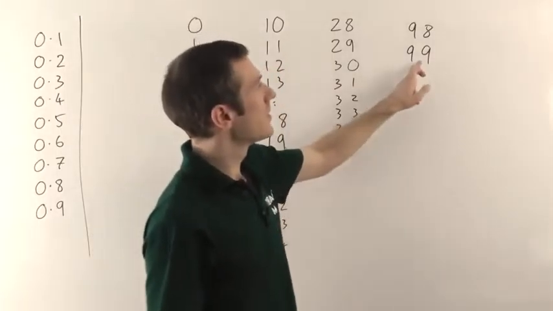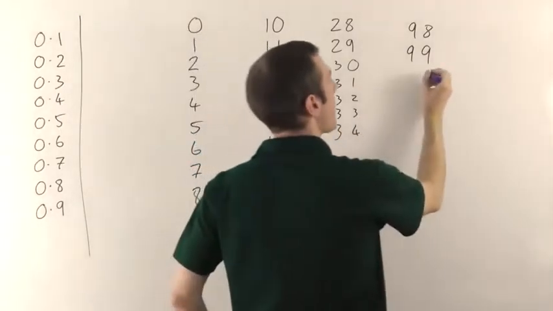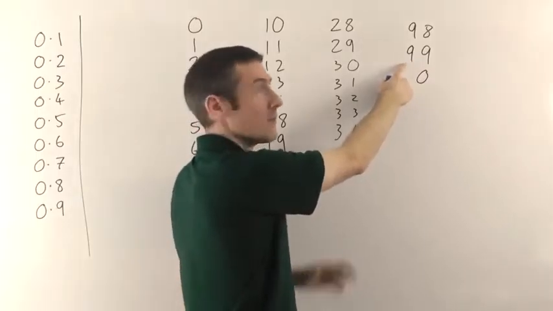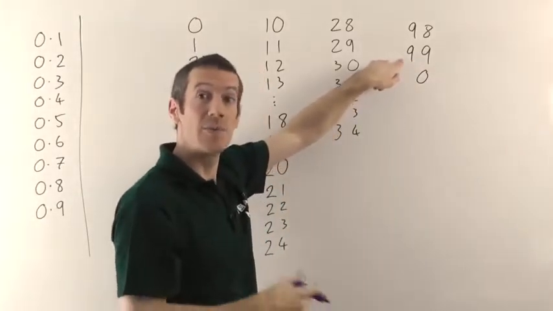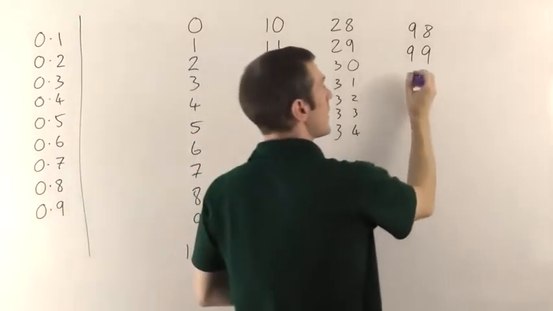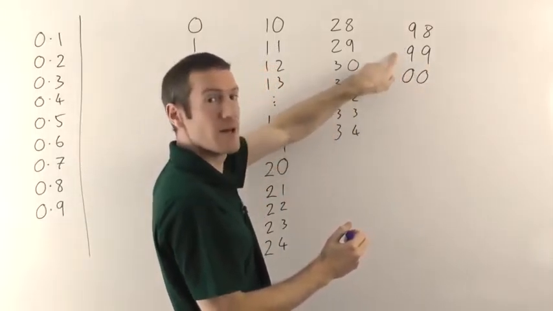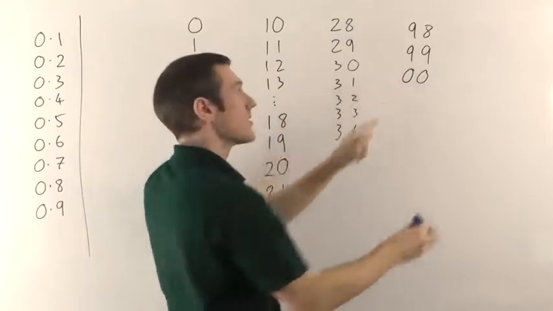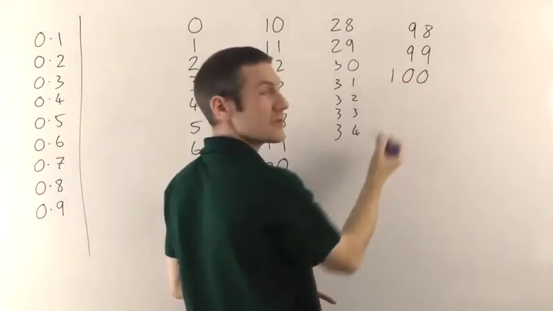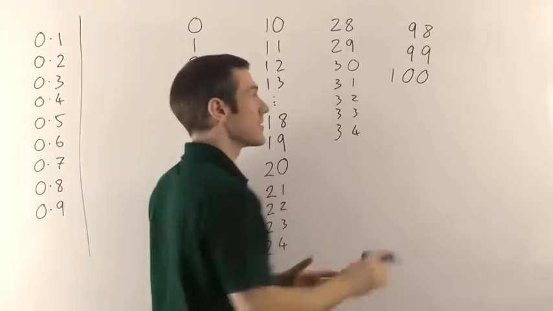At this point, the 9 rolls over to a 0, and so you add 1 onto the next column. But that's a 9 as well, which means that's going to roll over to a 0 as well. And because this 9 rolled over to 0, you have to add 1 onto the next column. And the next column here is going to be the hundreds, so you end up with 100. Everything else then stays the same.